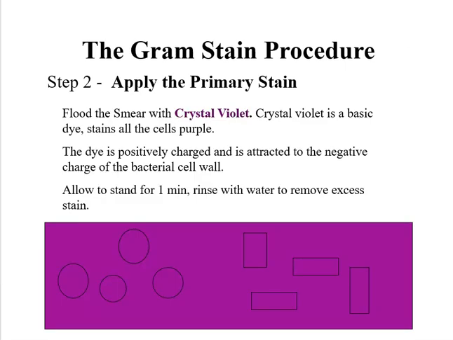Okay. So the first thing you do is you apply what's called the primary stain, the first stain. And that primary stain in the Gram stain is crystal violet. It is a basic dye. It stains all the cells purple. Again, it's positively charged, so it's going to be attracted to the slightly negatively charged bacterial cell walls, so they will sop up this crystal violet, okay? And if you let it stand for a minute and you rinse it with water, if you were to look at the slide at that time, everything's going to be this nice purple color, okay?